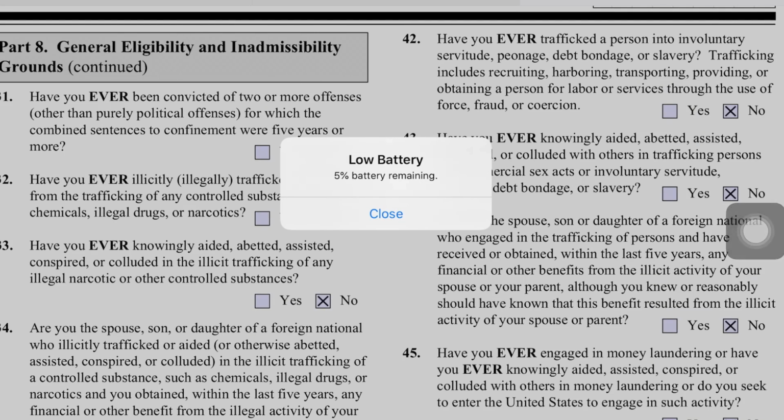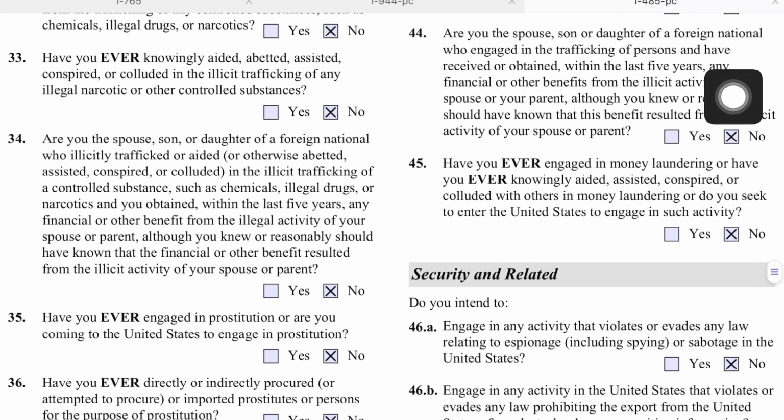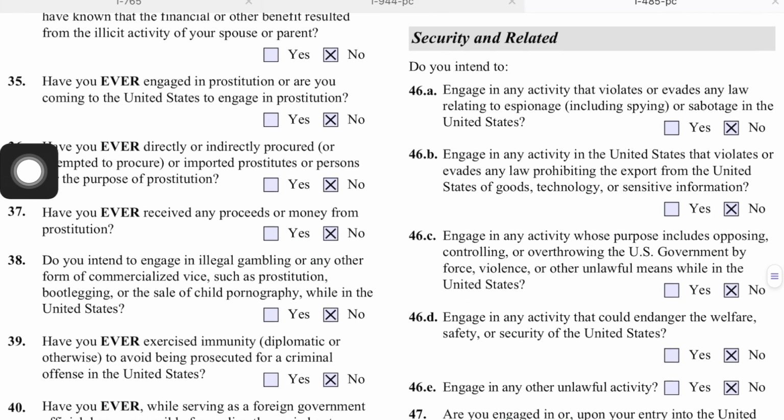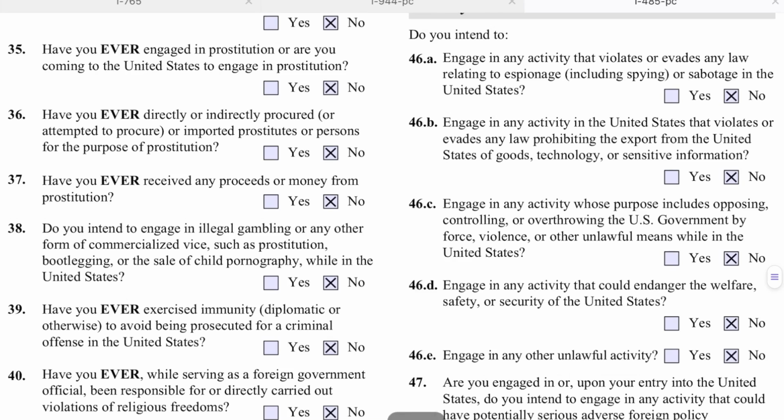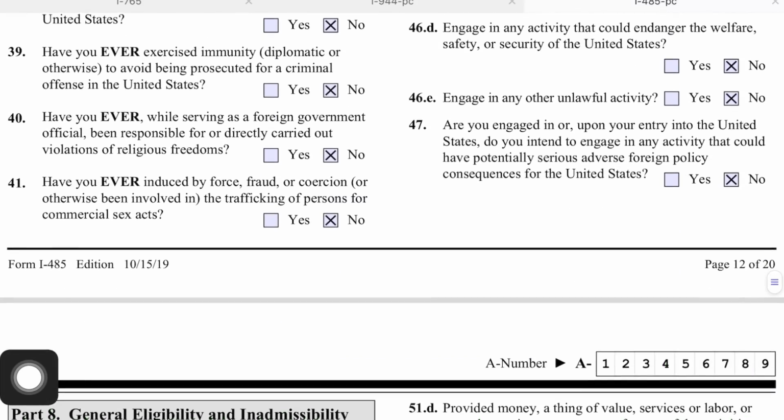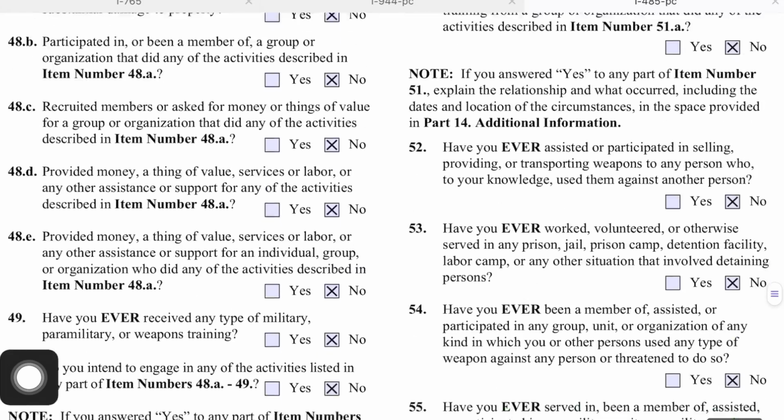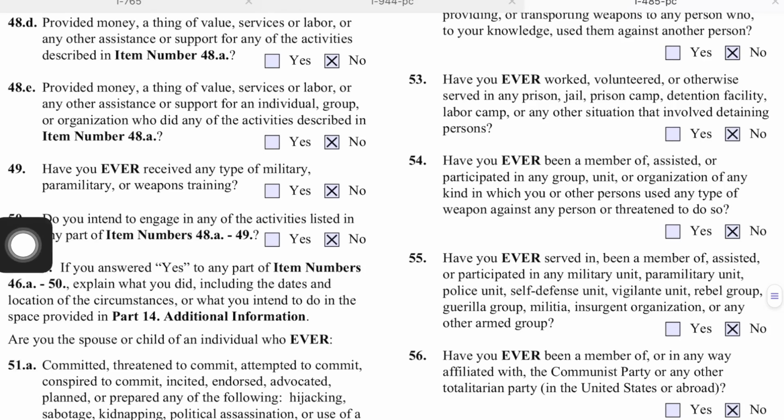Of course, no. Are you the spouse, son, or daughter of a foreign national who engaged in trafficking? So, of course, no. Have you ever engaged in money laundering? For sure, no. And then security and related. Do you intend to, right here, engage in any activity that violates or evades any law related to espionage, including spying or sabotage in the United States? No. So 46 to 50, sorry.